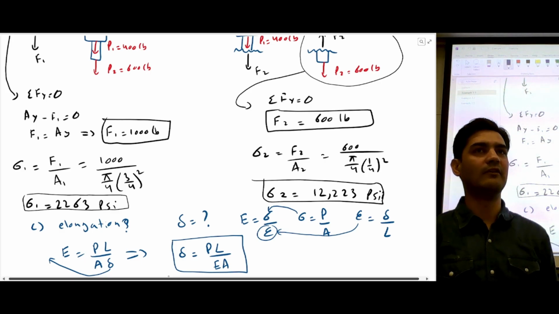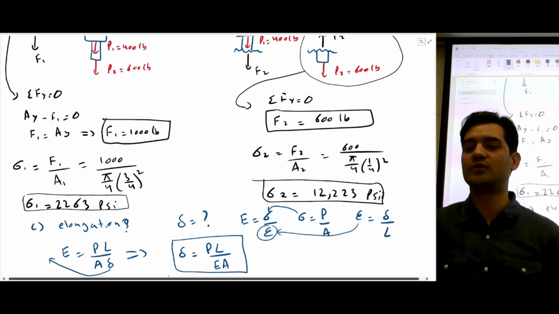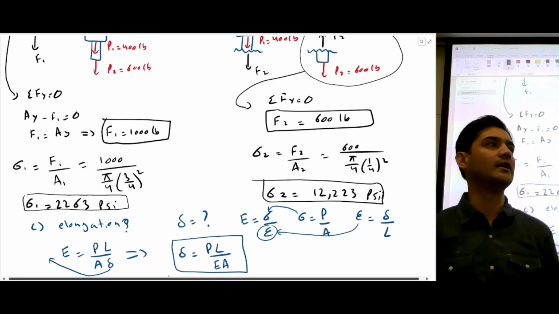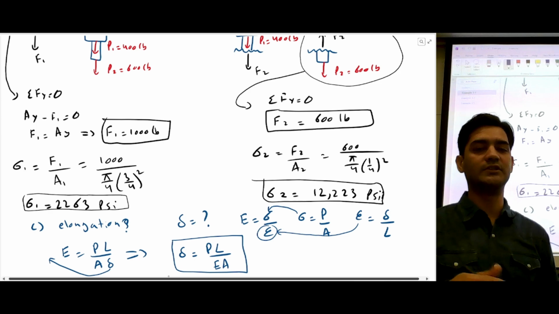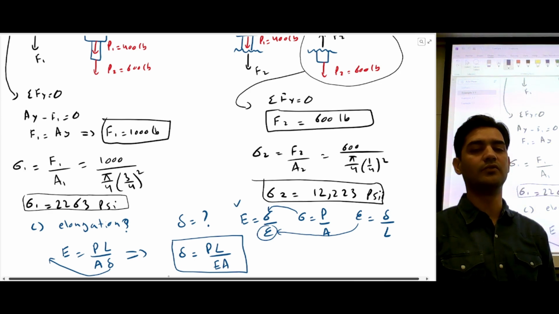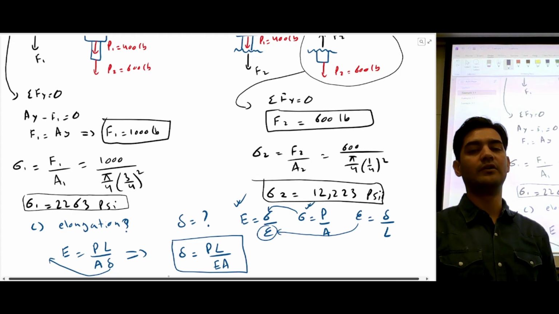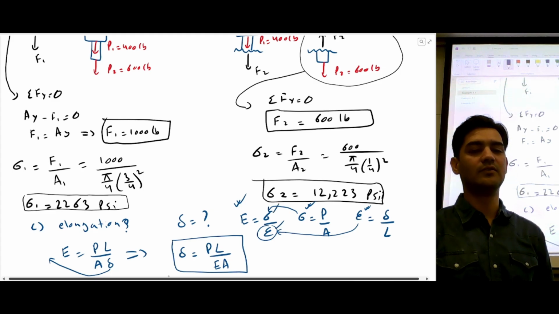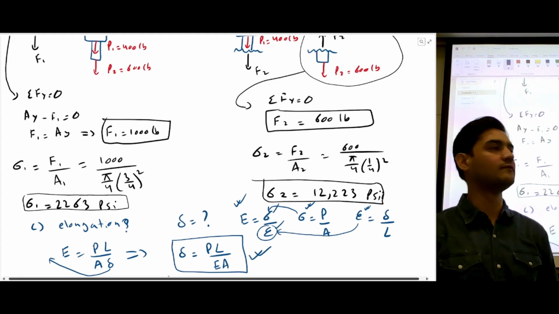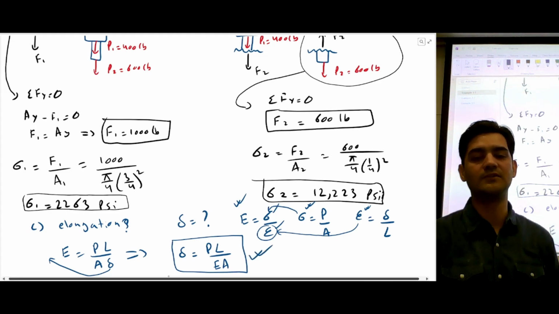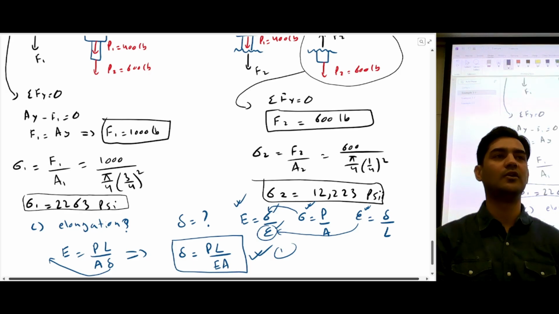So whenever someone asks you to calculate elongation, you can just directly use this equation PL over EA. But how you can determine this equation is by using equations you already know. You already know modulus of elasticity, which is stress over strain. You already know stress, which is force per unit area. You already know strains, which is change in length over original length. So if you equate the value of stresses and strain in modulus of elasticity, you end up getting this equation, which is one of the most important equations in mechanics of materials, which is PL over EA.